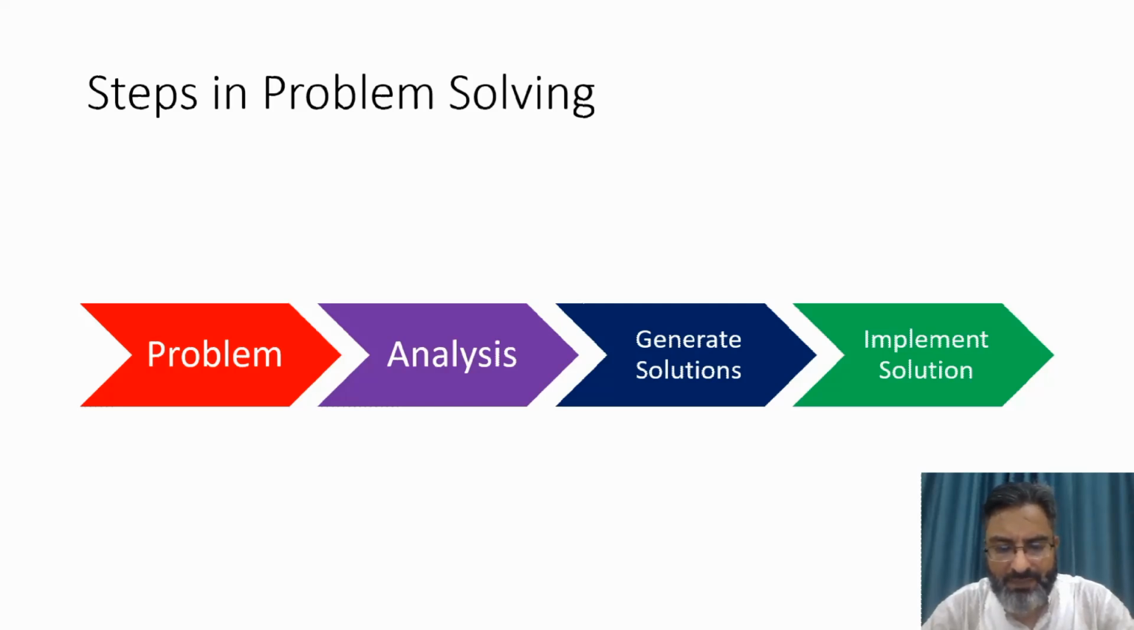So there is a way that we can go from problem to implementing the solution: defining the problem, analyzing the causes and situation, then going for multiple solutions or possibilities, I mean, the answers that we can find for this particular problem, and then obviously implementing the most appropriate one.